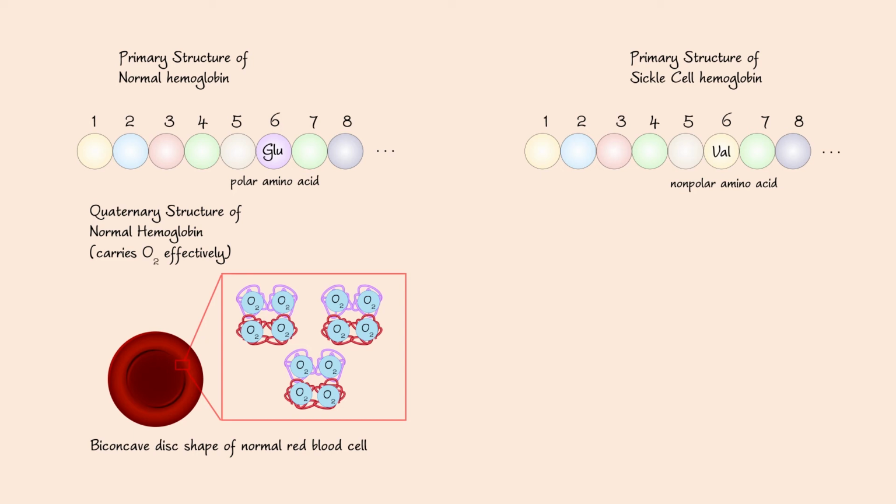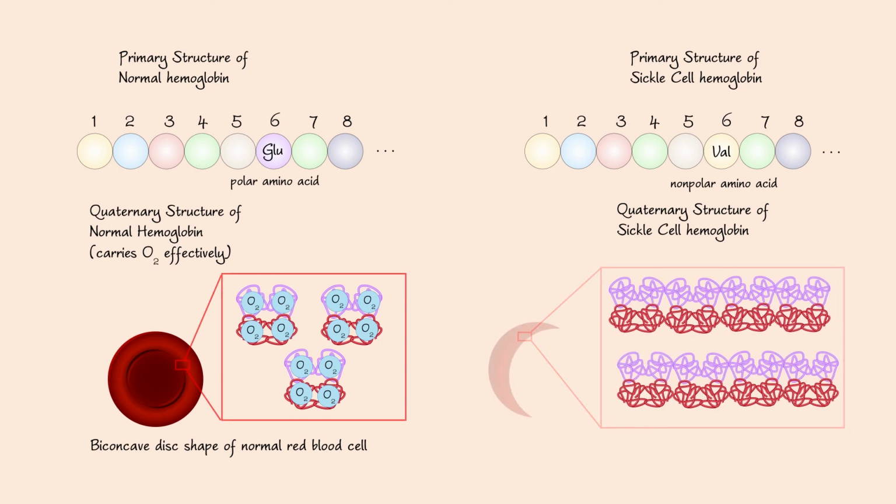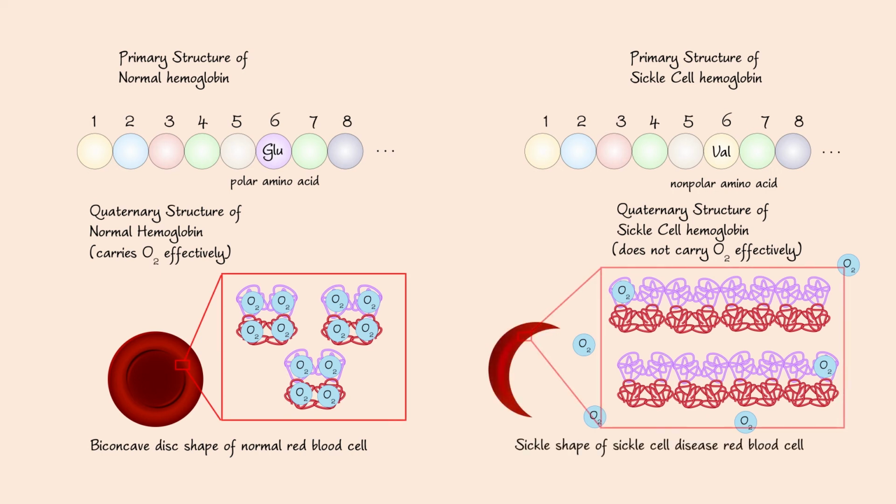When the polar glutamate is substituted with a nonpolar valine, the resulting structure is referred to as a sickle cell hemoglobin. These mutated hemoglobins clump together to form a rod-shaped structure because the nonpolar valine cannot interact with the surrounding water. Sickle cell hemoglobins do not carry oxygen effectively. Red blood cells carrying these rod-shaped structures are sickle-shaped. Individuals with sickle cell disease suffer from inadequate oxygen delivery to their tissues because sickle cell hemoglobins are ineffective oxygen carriers.